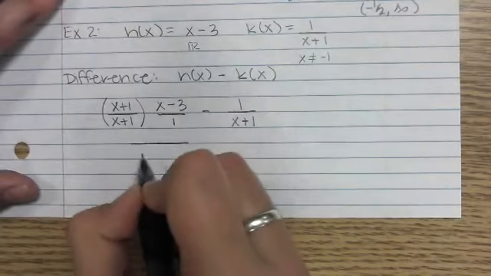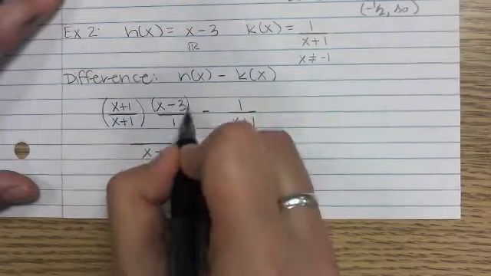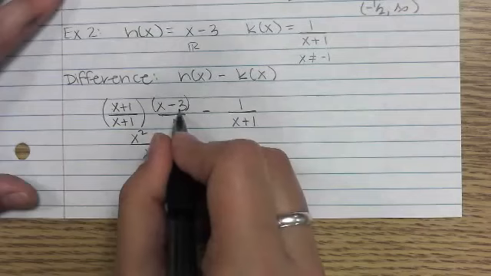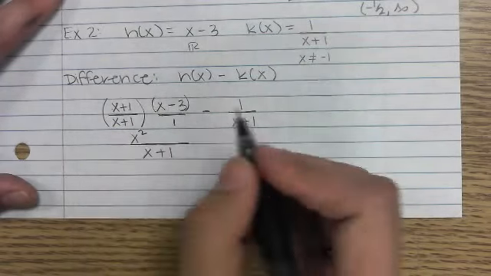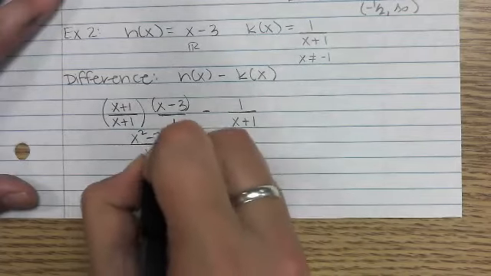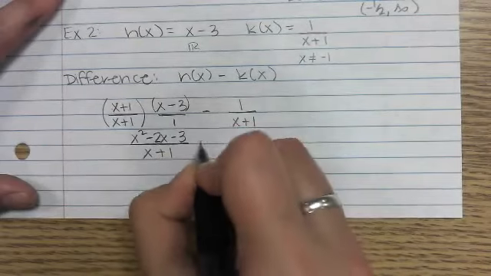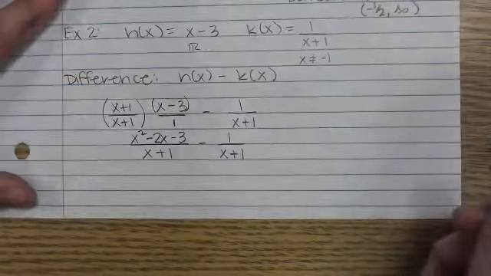So for this first fraction, I have a denominator of x plus 1. And I'm foiling the top, right? So I've got x times x is x squared. x times negative 3 is negative 3x. 1 times x is 1x. So that makes negative 2x when I combine those. And then 1 times negative 3 is negative 3. And then I'm subtracting off 1 over x plus 1.